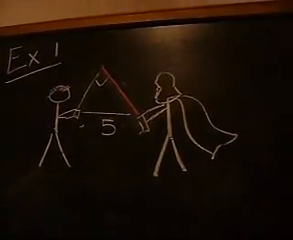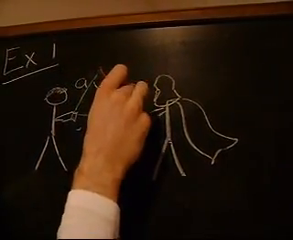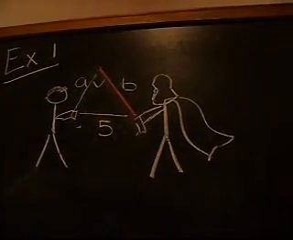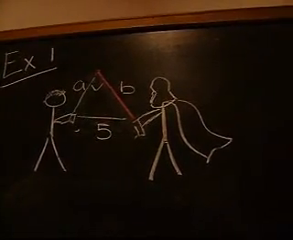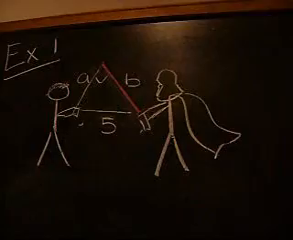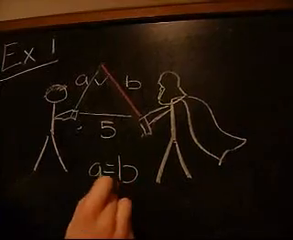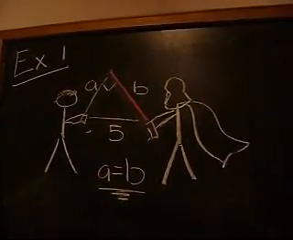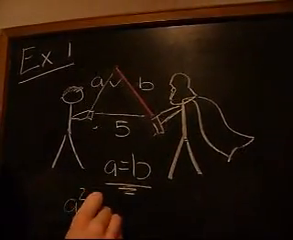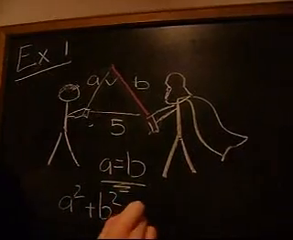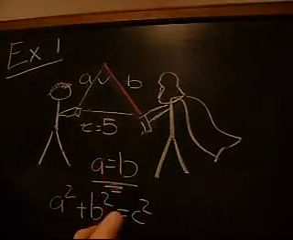Given this information, we have to find out how long each of their lightsabers are. Now, the major assumption to make for this question is that the lightsabers are the exact same length. So that means that A is equal to B. So, using the basic Pythagorean theorem, A squared plus B squared equals C squared, where C is equal to 5. Plug in that.